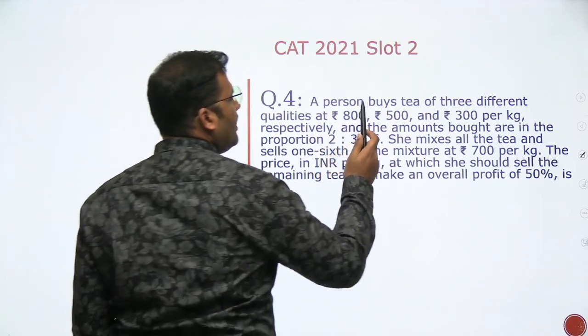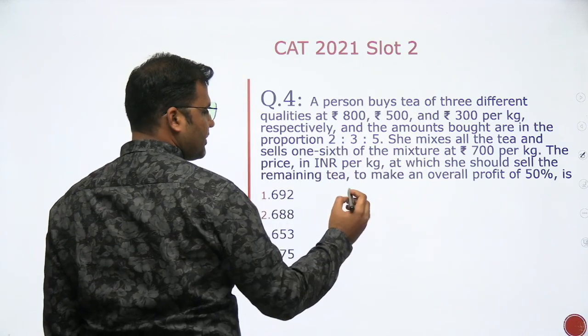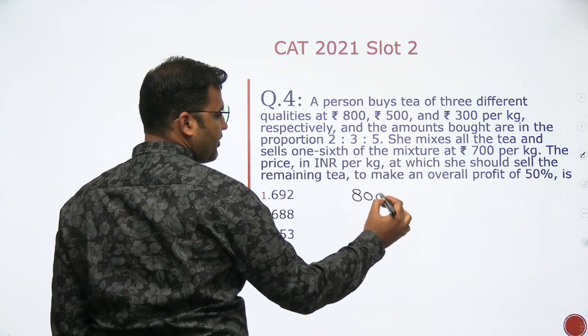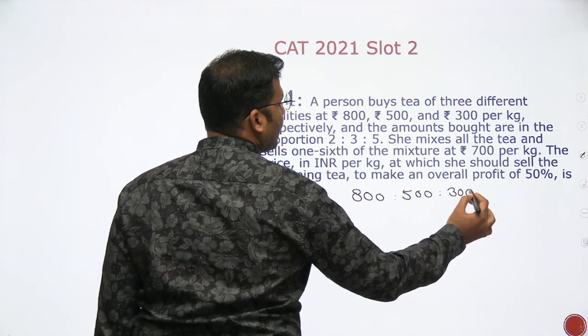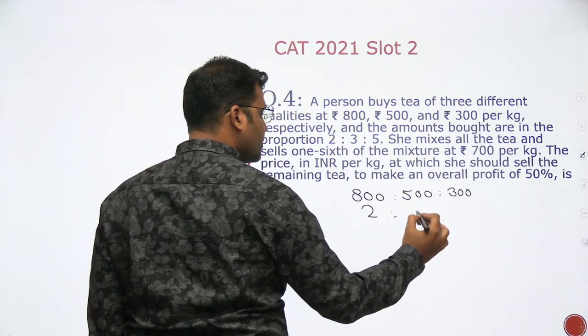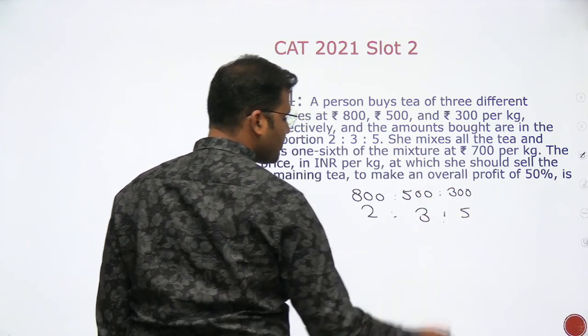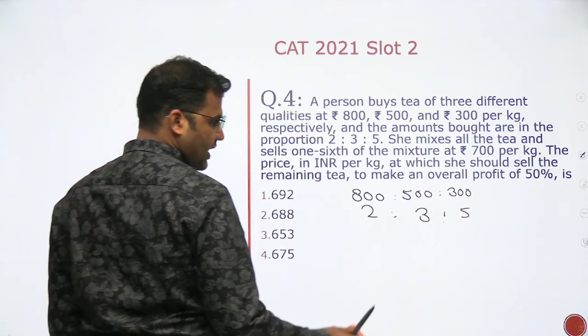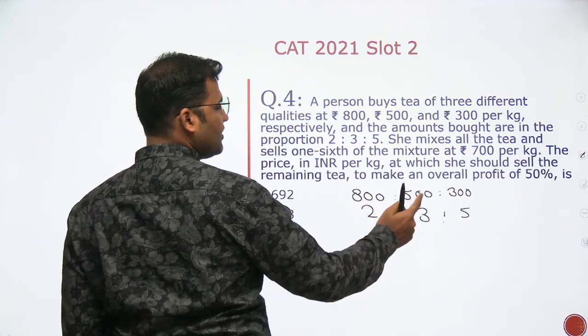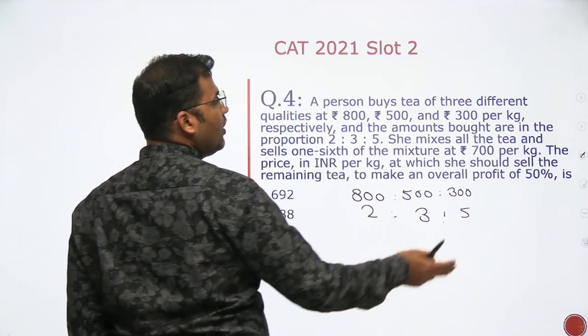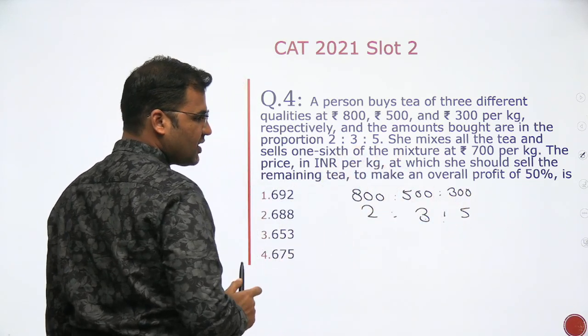देखो, 800, 500, 300 को सबसे पहले तो आपने 2:3:5 में कंबाइन किया, तो आपको सबसे पहले इसका वेटेड कॉस्ट निकालना आना चाहिए. What will be the overall cost? 2:3:5 में you are combining these values, right. So guys, if I अभी 2:3, मतलब 800 के 2 यूनिट्स, 500 वाली टी के 3 यूनिट्स और 300 पर केजी वाली के 5 यूनिट्स आपने लिए.